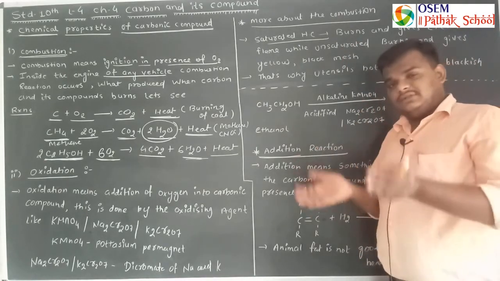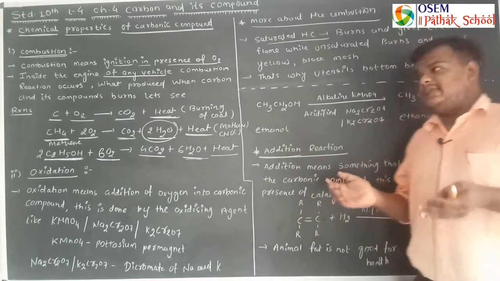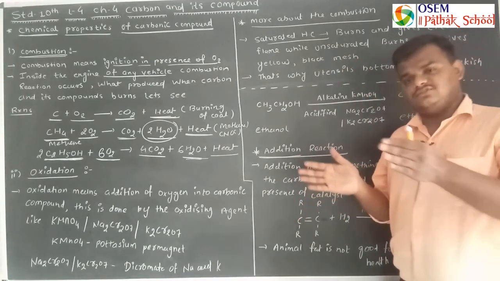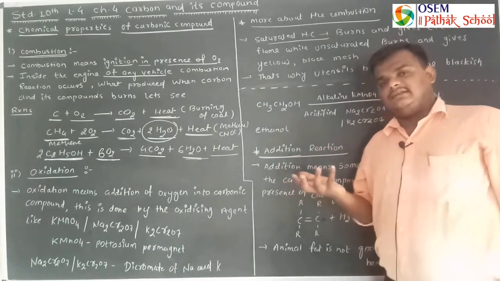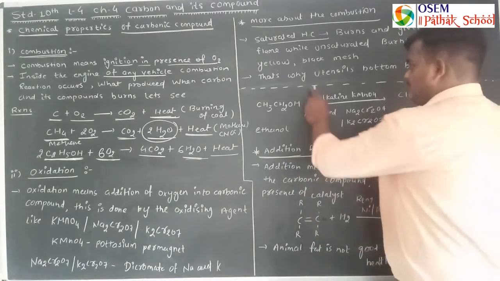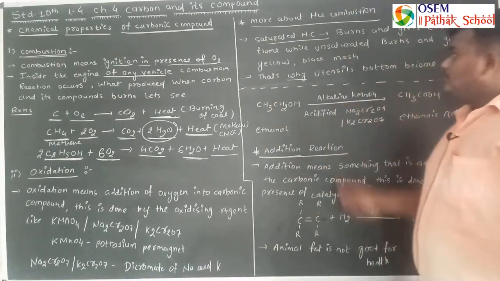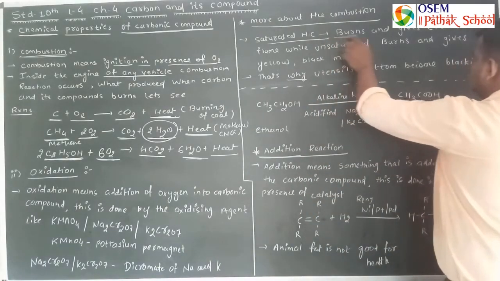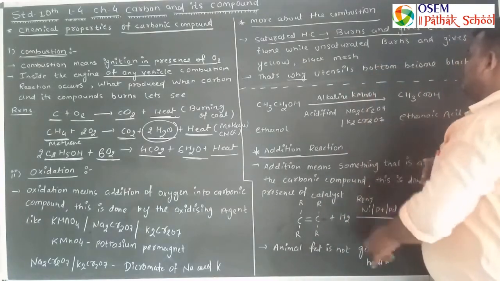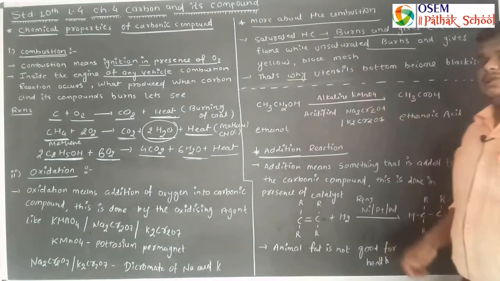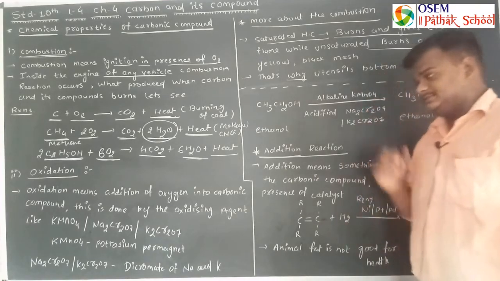And that's why the utensils which we use to prepare food, the bottoms of the utensils become blackish in color. The bottom of any utensil you use turns black in color. Why does this happen? Because of incomplete burning of any fuel. So this is more about combustion. Saturated hydrocarbons burn and give a green flame, meaning they do not generate any type of smoke, while unsaturated hydrocarbons burn and give a yellow, black mess. That's why utensil bottoms become blackish.